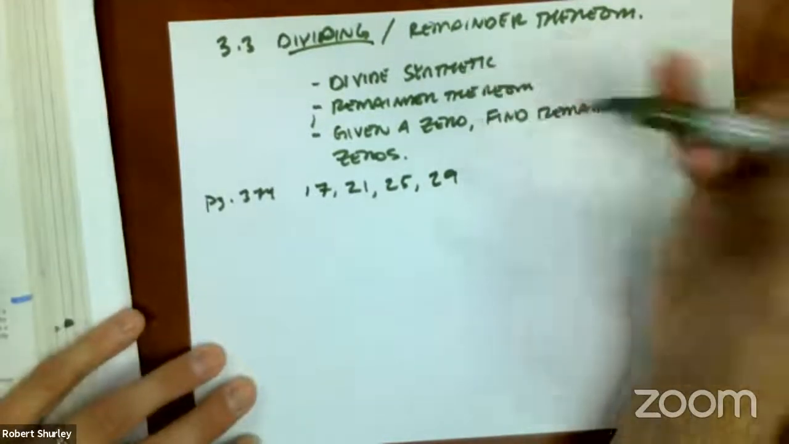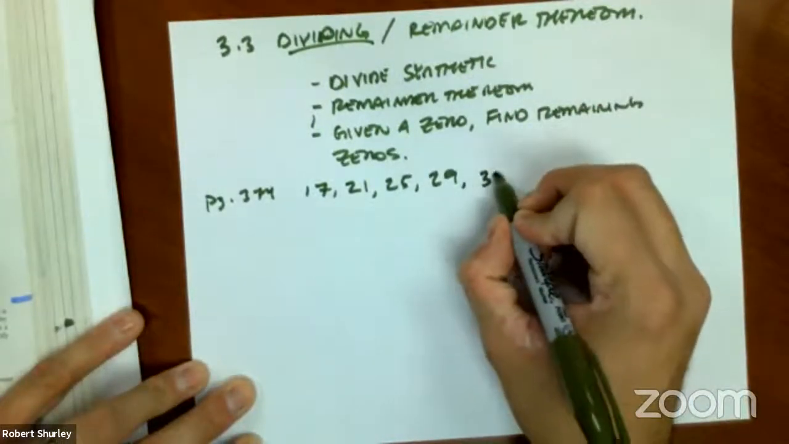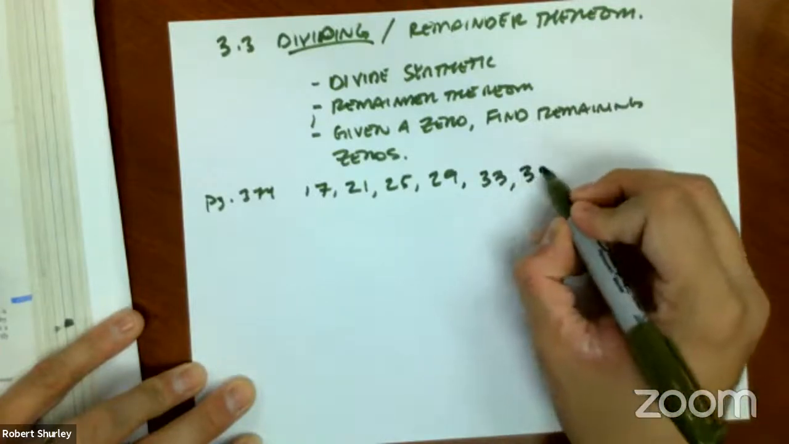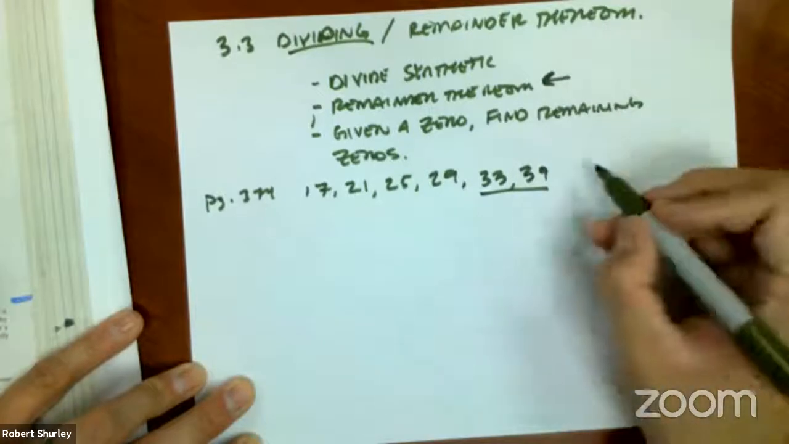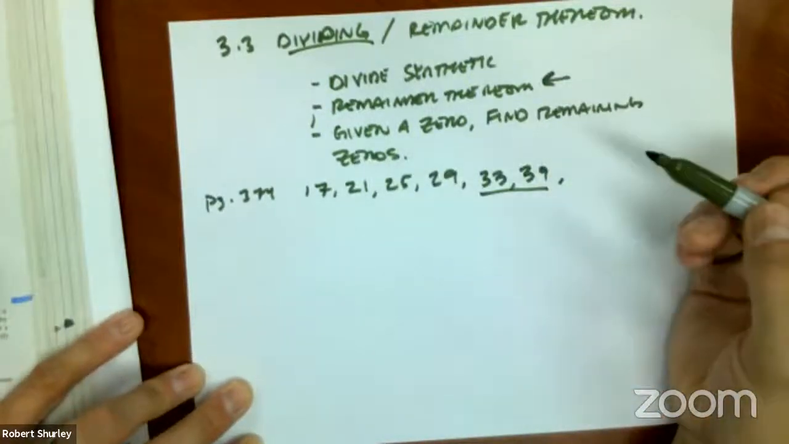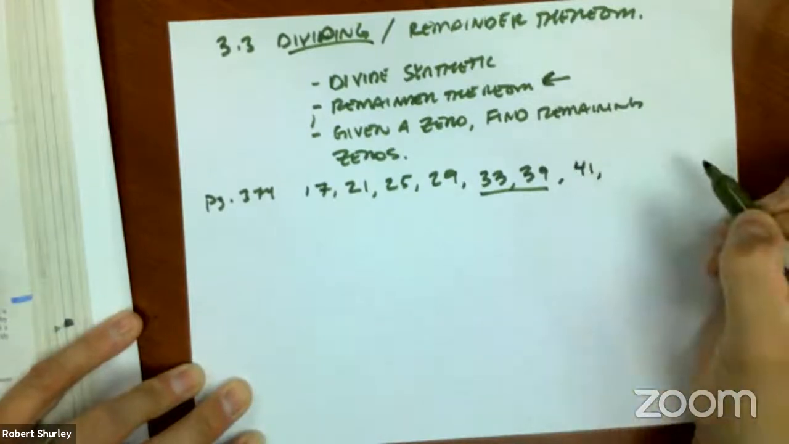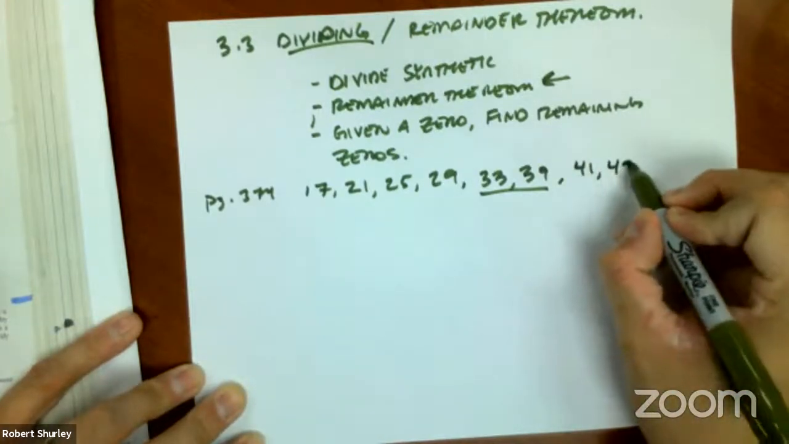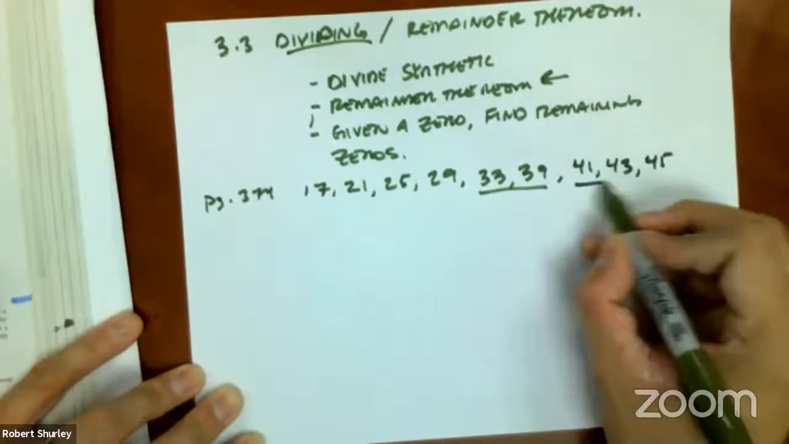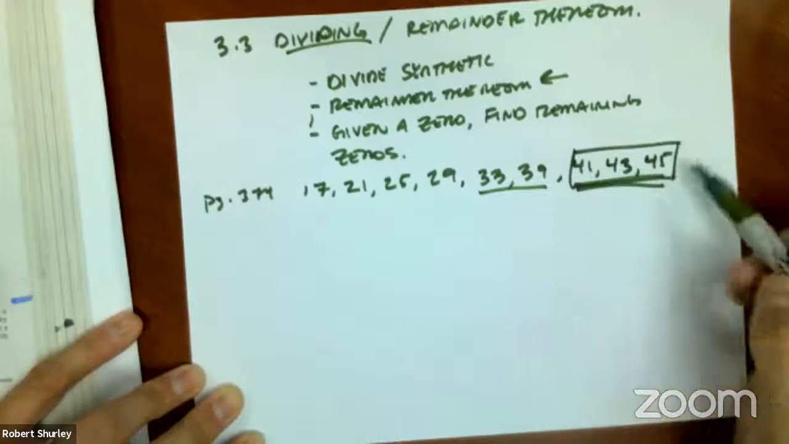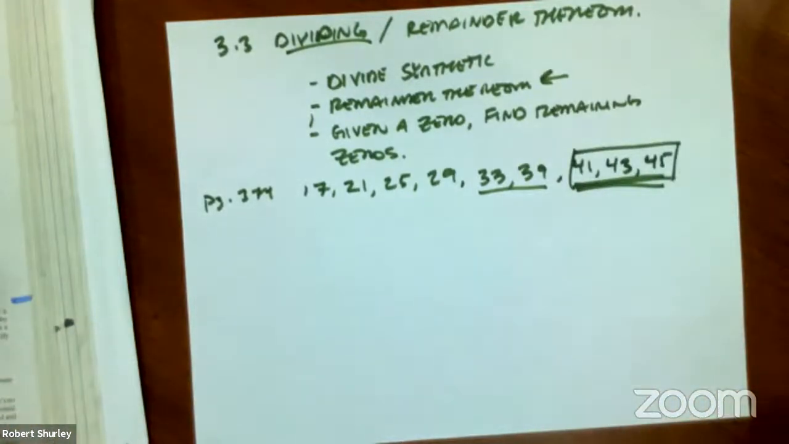Then we get into the remainder theorem. So that's like 33 and 39. Those are good remainder theorem questions. And then lastly, the given a zero, find the remaining zeros. That's 41, 43, and 45. And I'm giving you a few more of those per se because this is really the intro to section 3.4. Okay, that's an introduction to section 3.4.